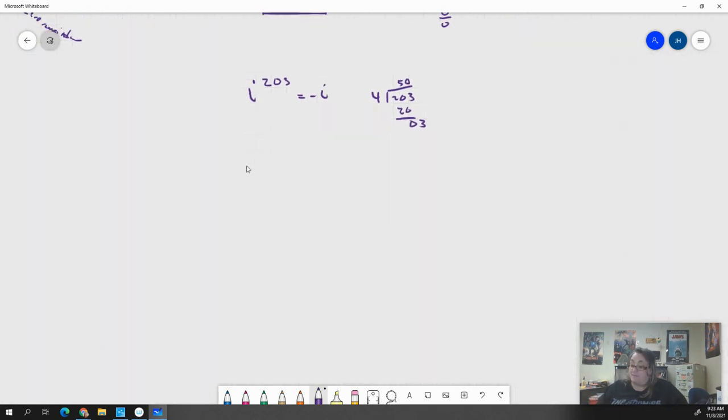Last bit. Products of imaginary numbers. Multiplying imaginary numbers together.